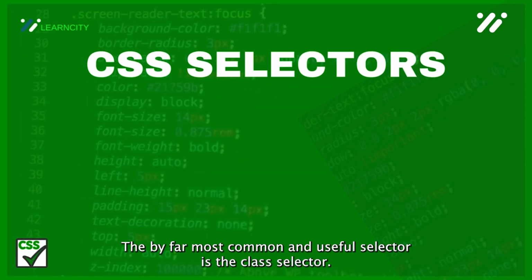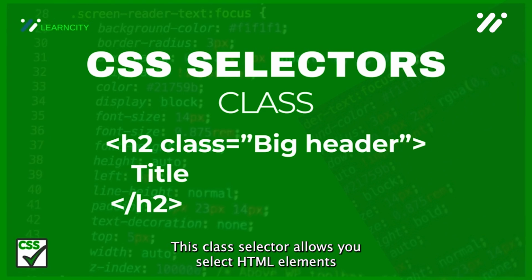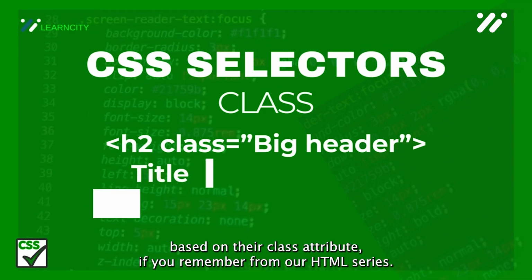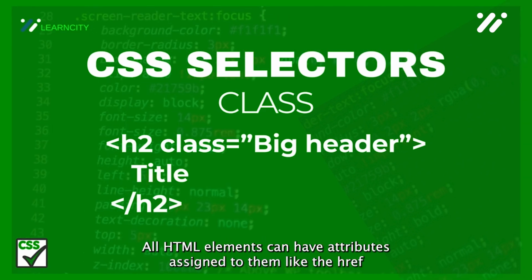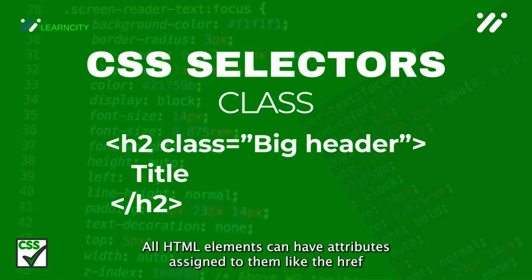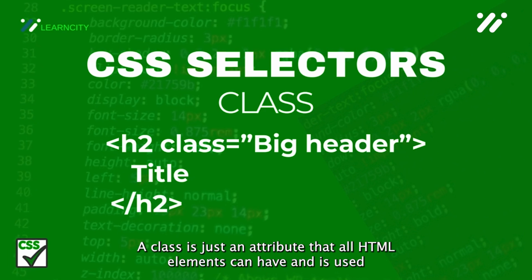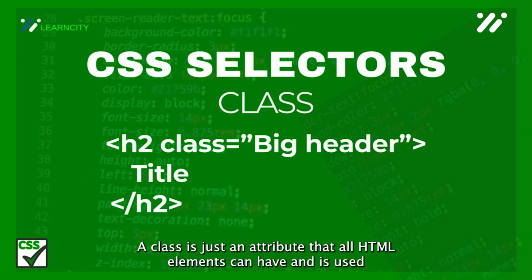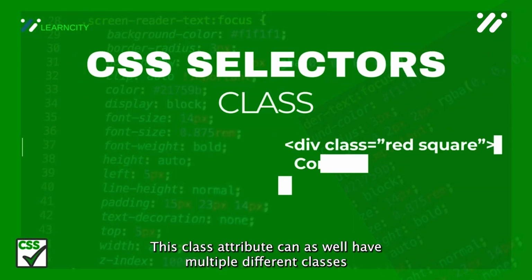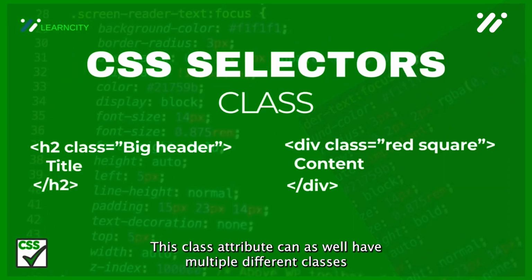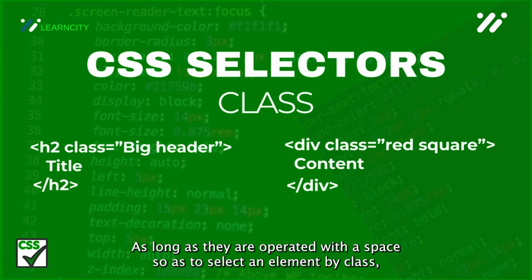By far the most common and useful selector is the class selector. The class selector allows you to select HTML elements based on their class attribute. If you remember from our HTML series, all HTML elements can have attributes assigned to them, like the href. A class is just an attribute that all HTML elements can have and is used with CSS to distinguish elements for specific styling. This class attribute can also have multiple different classes in the same attribute, as long as they are separated with a space.